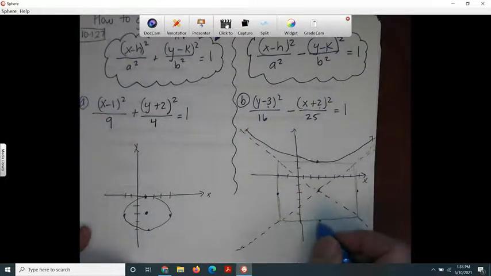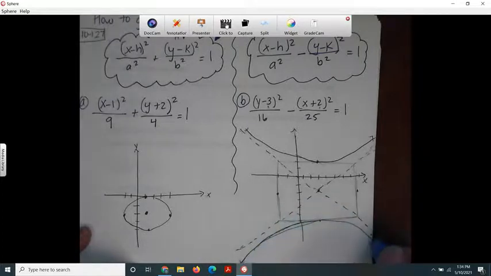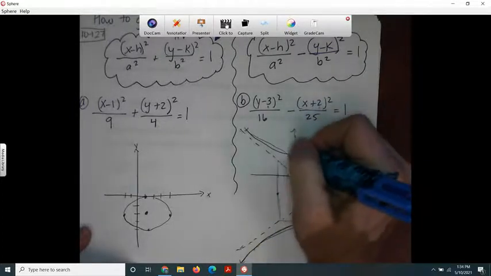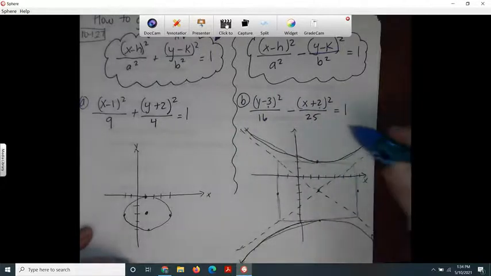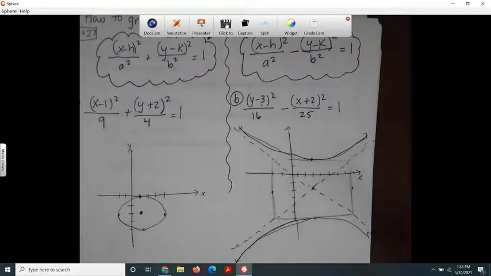So this darkened part right here, that is the actual hyperbola. And all this other stuff, these are the asymptotes. There's actually foci and things inside here that I could get by using a formula. I don't know if it asked for that though. It did not. It just said to graph them. So I'm going to go ahead and leave it like this.